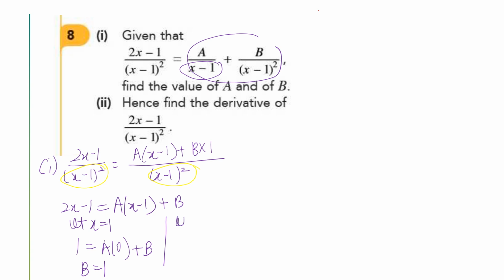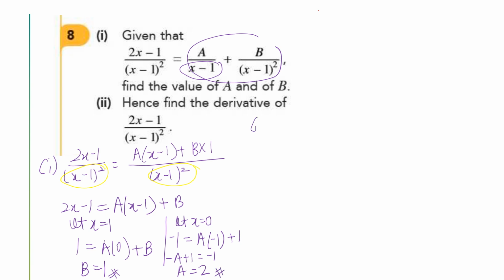Okay, and then you just let x equal 0 to find the value of a. So 2 times 0 minus 1 will give you negative 1. 0 minus 1 will be minus 1. b we have found to be 1. So that will be negative a plus 1 gives you negative 1. So negative a will be negative 1 minus 1, negative 2, so a will be 2, right? Okay, so we have found the values of a and b.